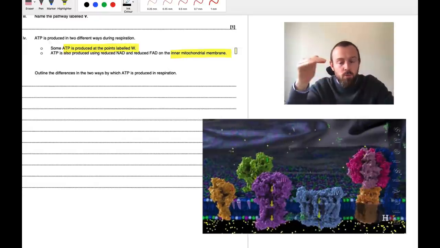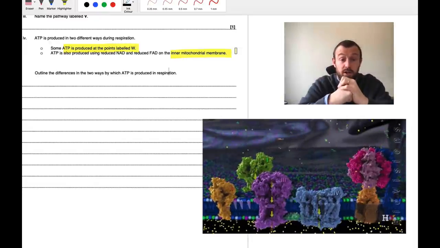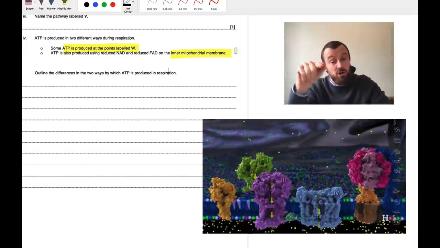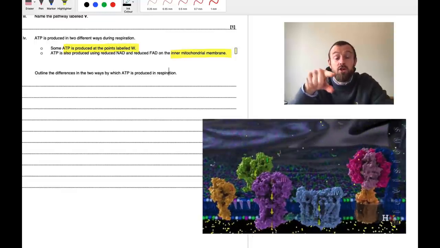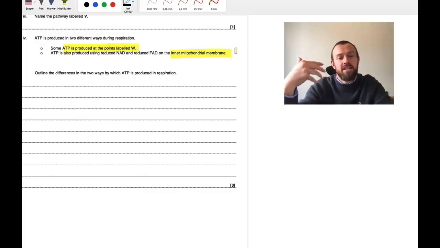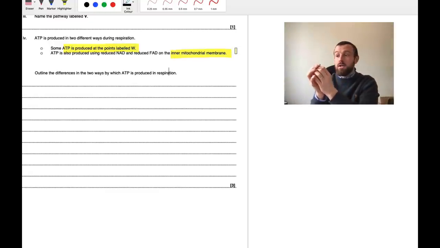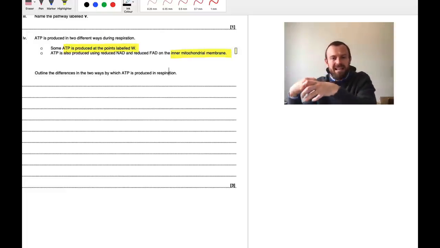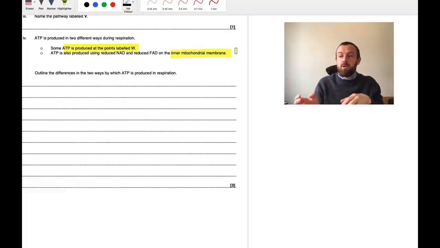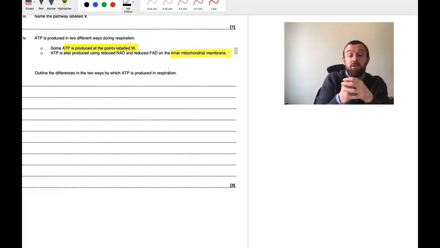So the two processes that we have are substrate level phosphorylation and oxidative phosphorylation. I'll show you the mark scheme in a second. You can get marks for using this terminology, but you can also get marks for the detail behind it. So substrate level phosphorylation is really simply having a molecule which has a phosphate on it, such as triose phosphate, and then basically just plucking that phosphate off. So the ADP comes along and just takes a phosphate off of triose phosphate to become ATP. So we're dephosphorylating the substrate and we're phosphorylating the adenosine diphosphate to make it ATP.